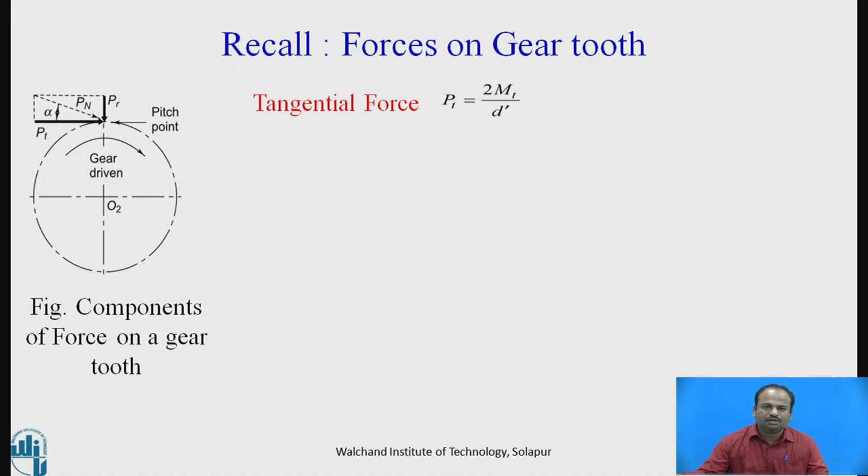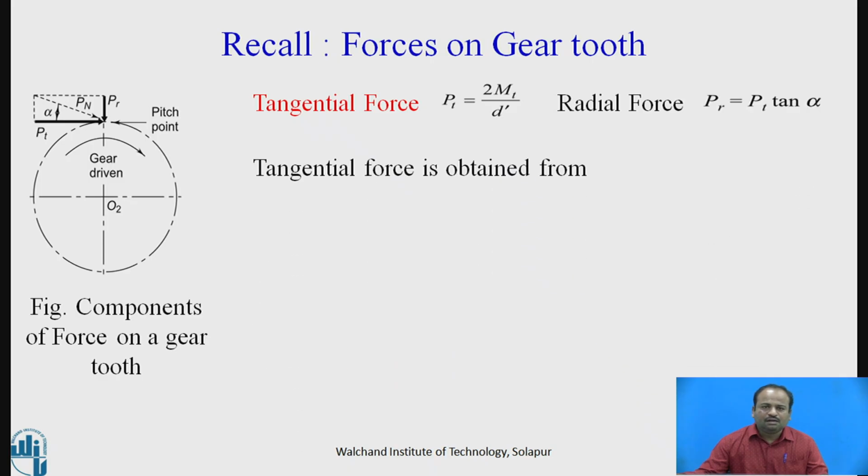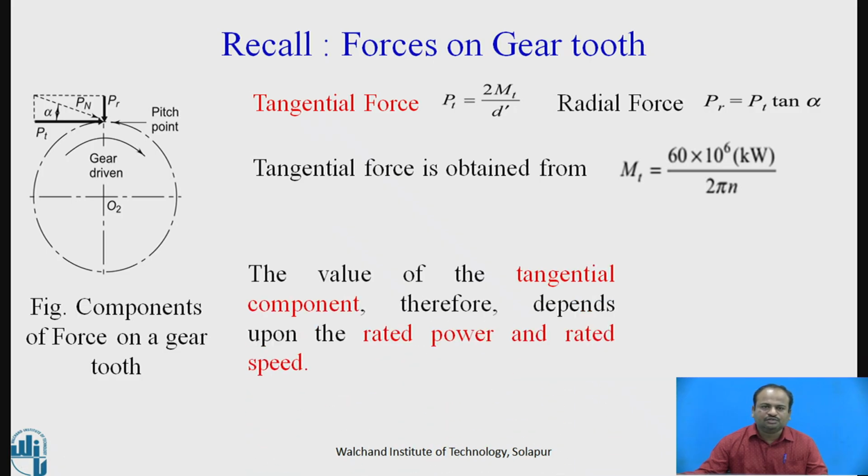Tangential force we are calculating with the help of PT is equal to 2 Mt upon d. Mt over here is the torque and d is the pitch circle diameter. The radial force we can calculate with the help of PR is equal to PT tan alpha, and the tangential force is obtained from Mt is equal to 60 into 10 raised to 6 power divided by 2 pi n. So if we know the speed and power, we are able to calculate the torque, and with the help of torque, we can calculate the tangential force.